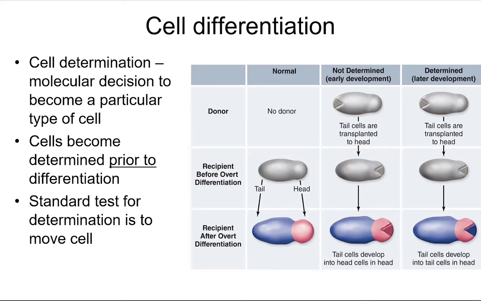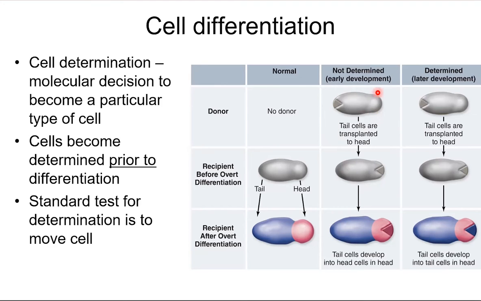And by that, I mean their shape and their arrangement, which is what you were learning about in the animal tissue lab. But the molecular decision to become a given type of cell is made before the changes actually take place. As soon as the molecular decision happens in a cell, we refer to it as a determined cell. And this is not typically visible, so we can do experiments by moving cells around to find out if the cell is determined or not.